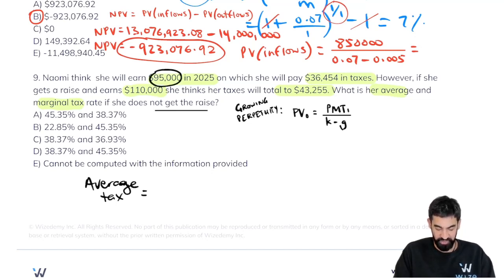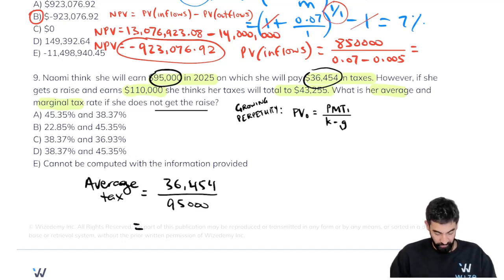Her original income is 95,000. Original taxes is 36,454. And just divide them. This will give us 0.3837. If you times that by 100, that's 38.37%.